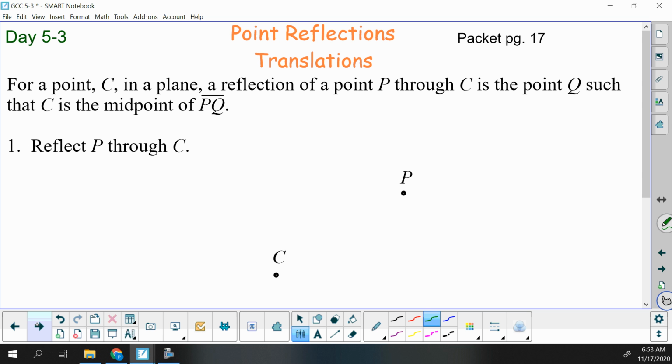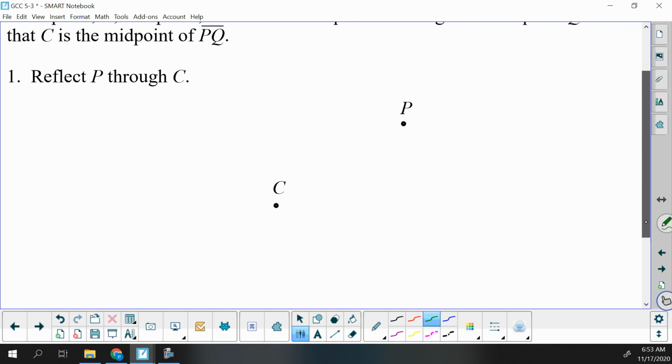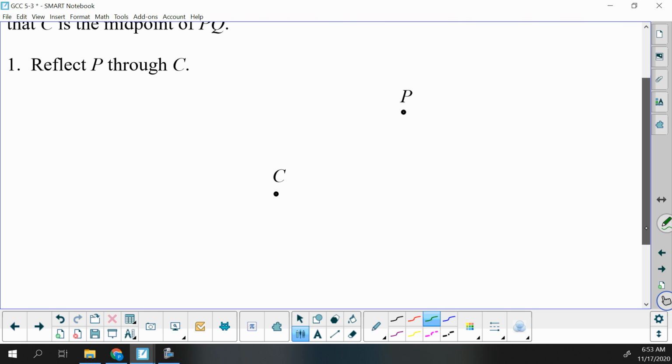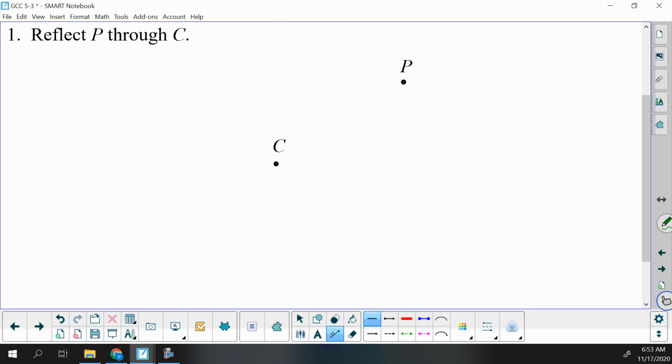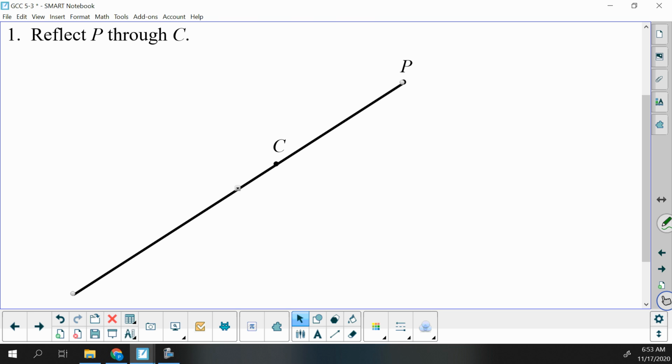So if you want to reflect through a point, it's pretty easy. It's basically got to go a straight line distance to the opposite side of the point. So if we want to reflect P through C, the first thing we want to do is use our straight edge, and draw a line that goes from P and passes through C. Now you need to make sure that you extend it at least more than the distance that it is from P to C.